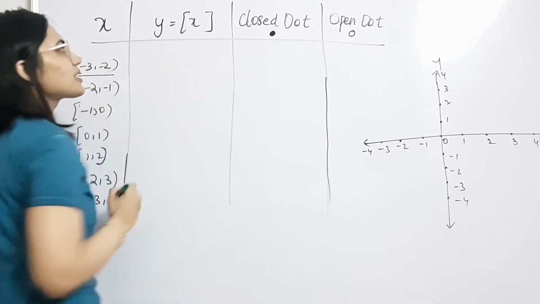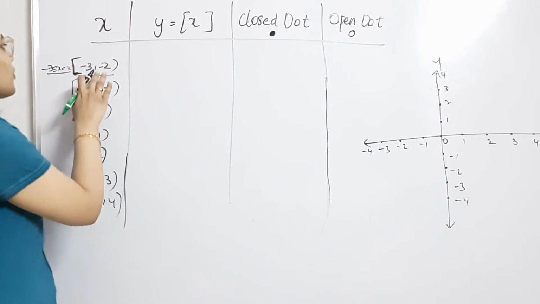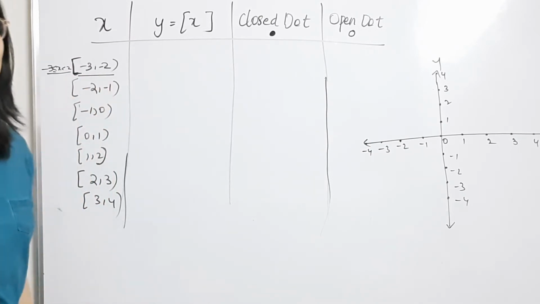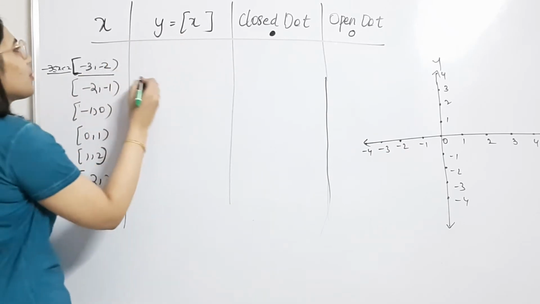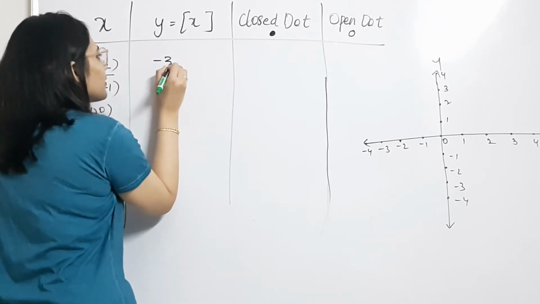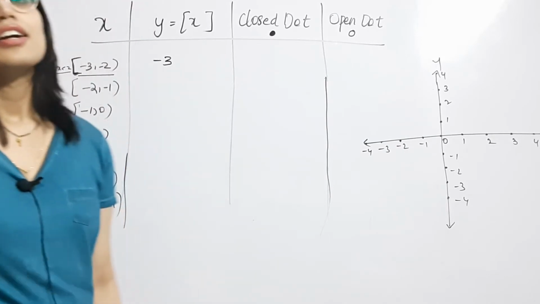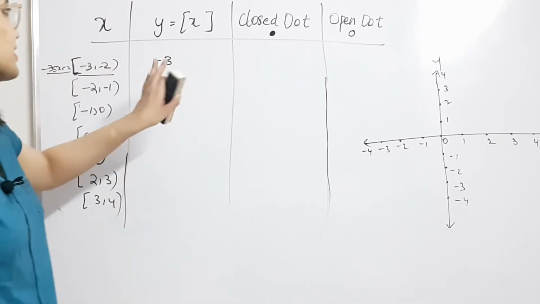So what will be the step of x here? That means x falls between minus 3 and minus 2. It can be minus 2.5, minus 2.45, etc. So in here step of x will be what? Minus 3, because we need to get the greatest integer that is less than or equal to x. So in this case it is minus 3.